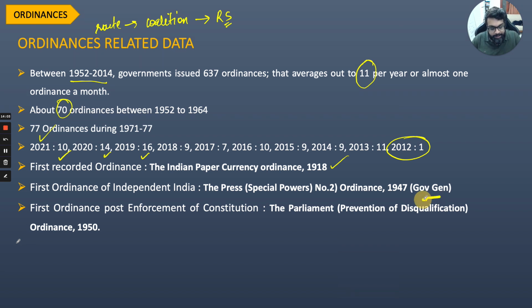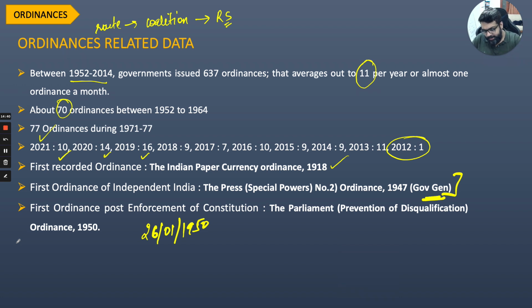And up until here, as I was telling you before, it's the Governor General who decides to finally promulgate the ordinances. And the first ordinance, post the enforcement of the Constitution on 26th January 1950, when all parts of the Constitution come into force, is the Parliament Prevention of Disqualifications Ordinance of 1950, the first ordinance that comes post 26th January. And the first ordinance of independent India is the ordinance that comes post 15th August 1947. Now this is just trivia related data in case you're interested.